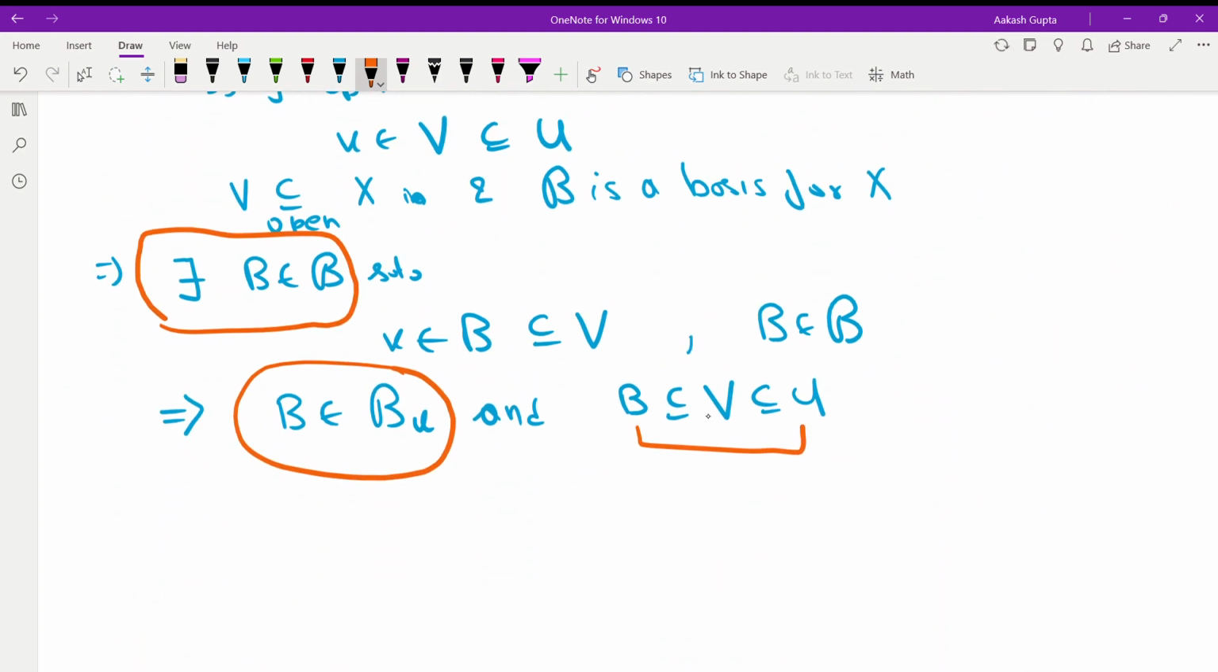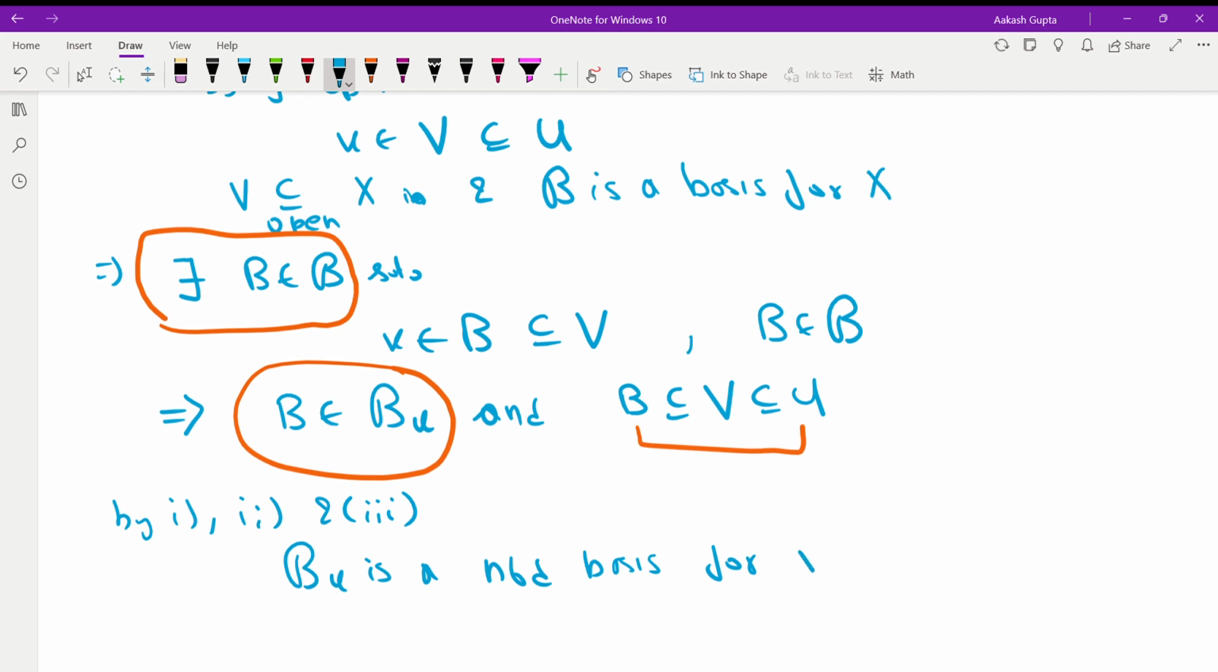So, okay. So what does this imply? By first, second, and third, what we get? B suffix X is a neighborhood basis for X in X, or in other languages at X, small x in X. So you can use both for or at. Okay, so I hope you get it.